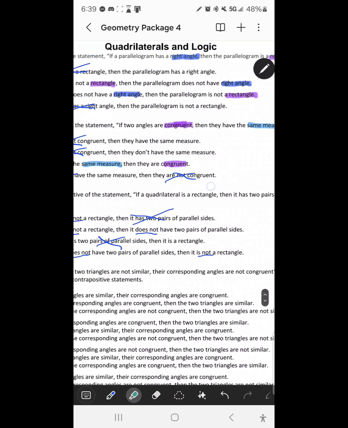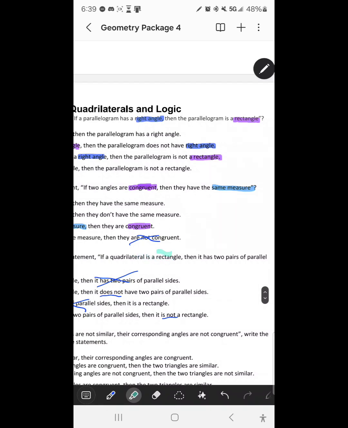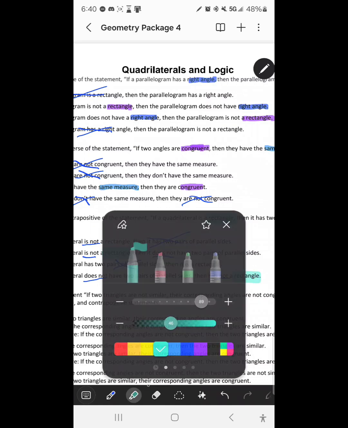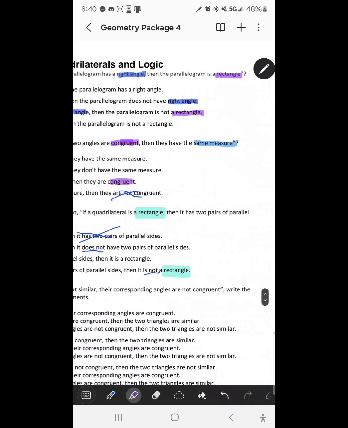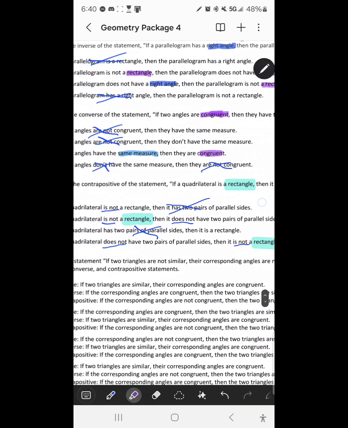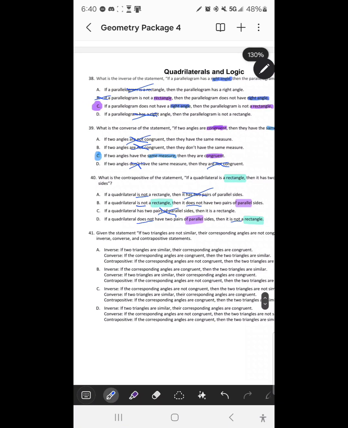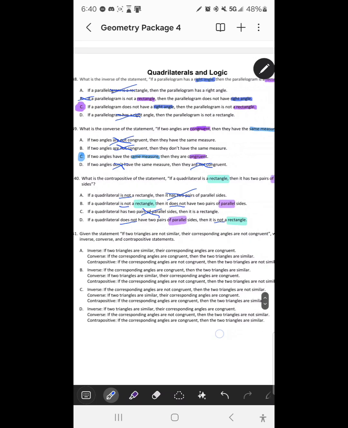Now let's see which one is flipped. Here we're talking about a rectangle, rectangle and rectangle, and then we are talking about parallel. Here you see the parallel, here we see the parallel. Now, as you can see, B is in the same order and D is flipped. We are looking for the contrapositive, and the contrapositive has to be flipped. So B is wrong, and our answer is D.